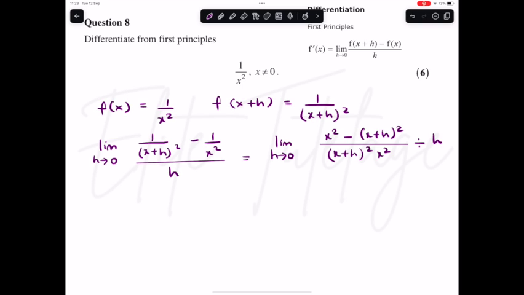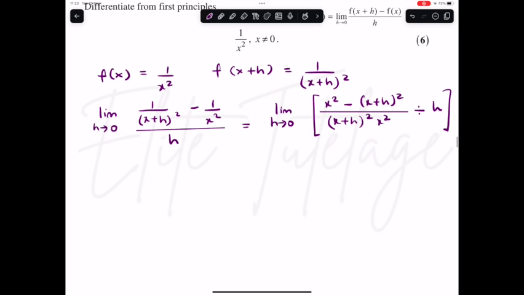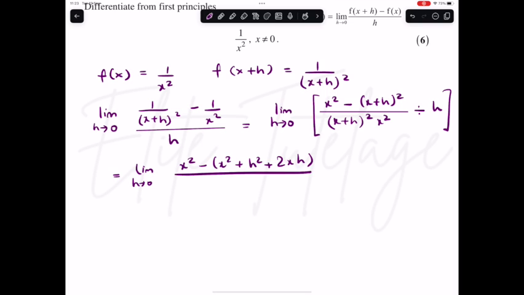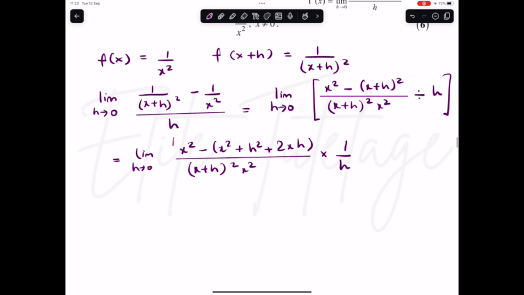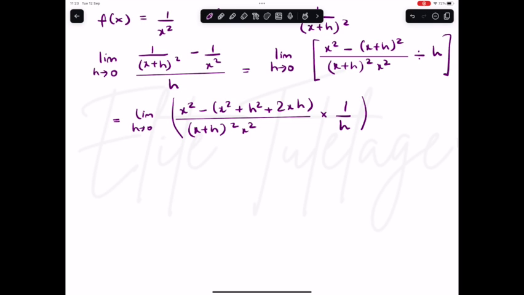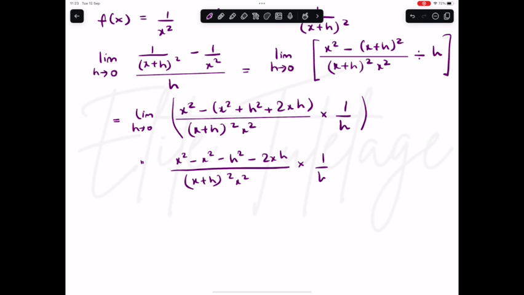Now, I can further simplify by expanding the second bracket. So lim h tends to 0, and x squared minus x squared plus h squared plus 2xh over the same. Okay, and that's just flipped over. Easy. Now, make sure you expand with a negative sign carefully, right? Because this is where most of you go wrong. So now I've done that. Okay, I'm going to carry on and simplify.